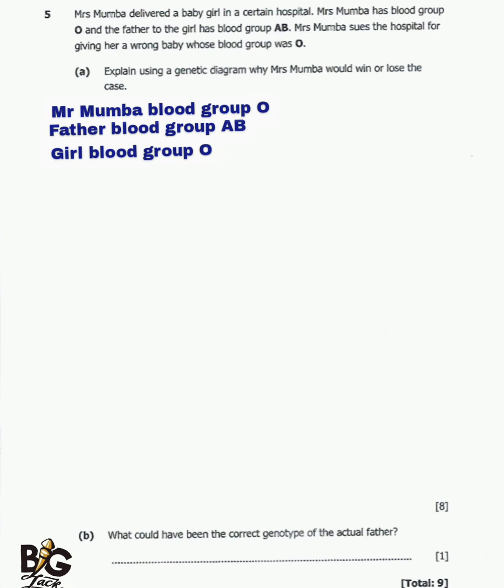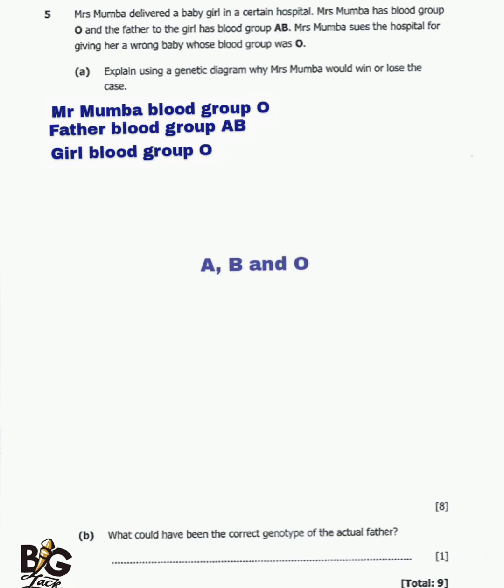Apart from that, we can also talk of the dominant gene. Dominant genes are usually represented by capital letters. Recessive alleles are represented by small letters. Now, on the blood groups, we have only three alleles, that is A, B, and O.